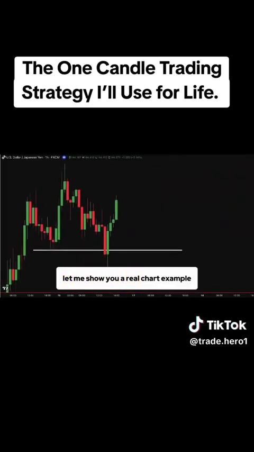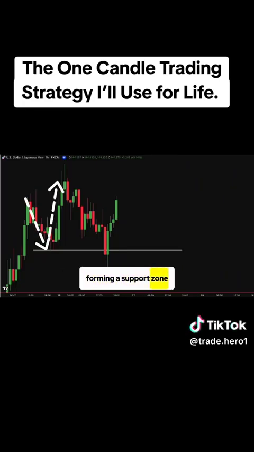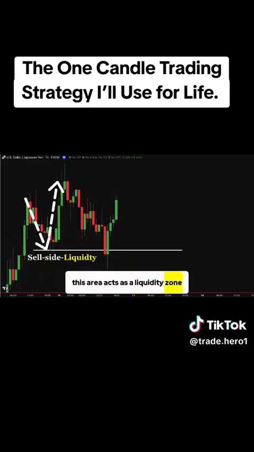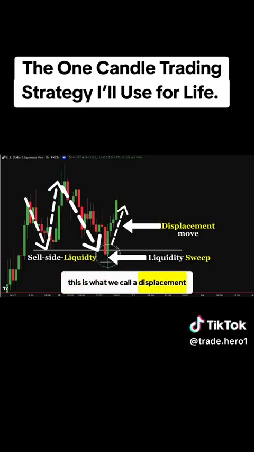Let me show you a real chart example on the US dollar Japanese yen on the hourly chart. As you can see here, the market hits a level and reverses, forming a support zone. This area acts as a liquidity zone, also known as sell-side liquidity. The market then pulls back, breaks below this liquidity zone, and quickly closes strongly above it, confirming it as a clear liquidity sweep. What follows is a strong upward move. This is what we call a displacement.